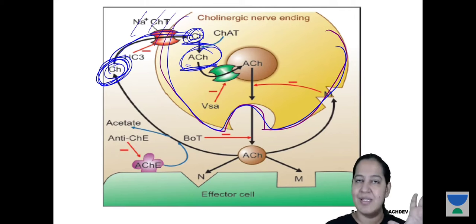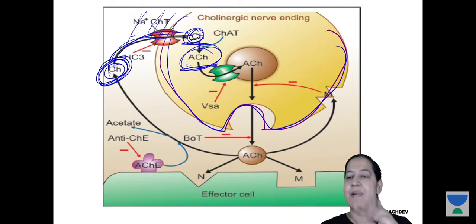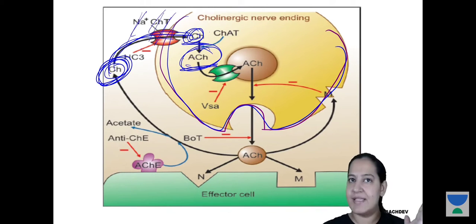So where will choline come from? I will tell you at the end. So choline is taken up by a pump known as transporter, sodium choline transporter. It will go inside, bind with the acetyl group, and the acetylcholine will be formed.